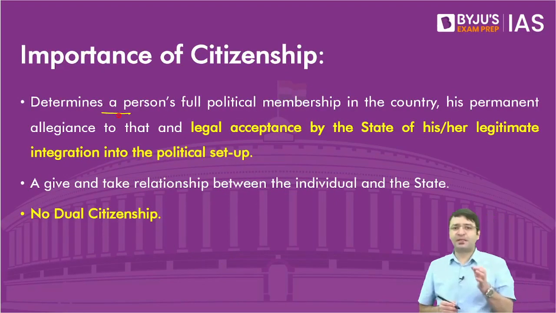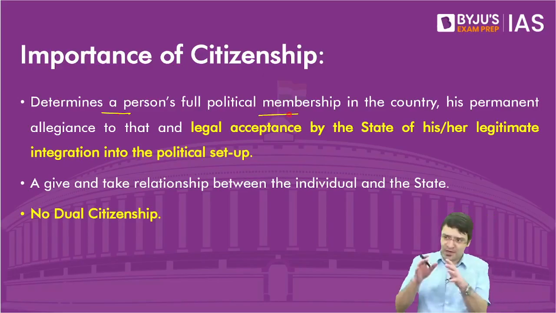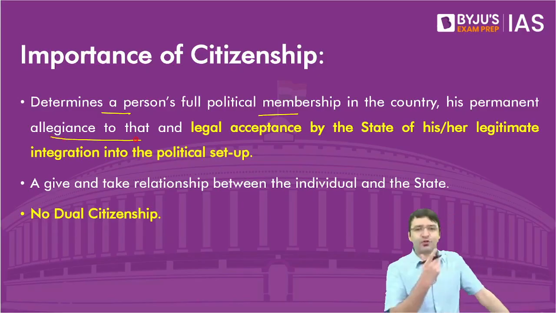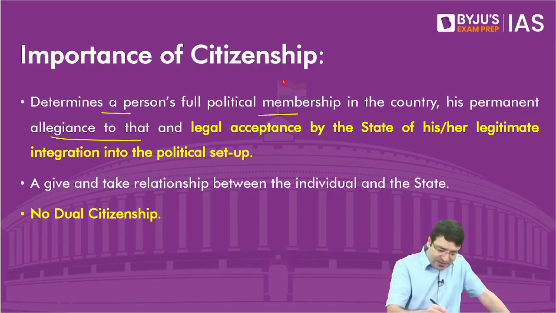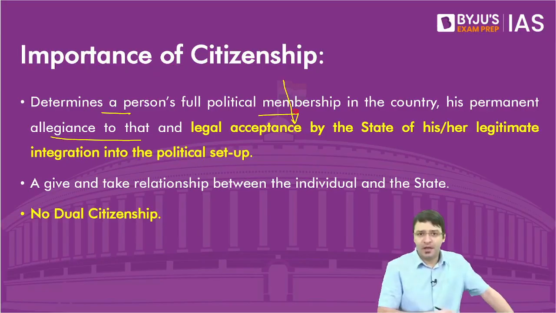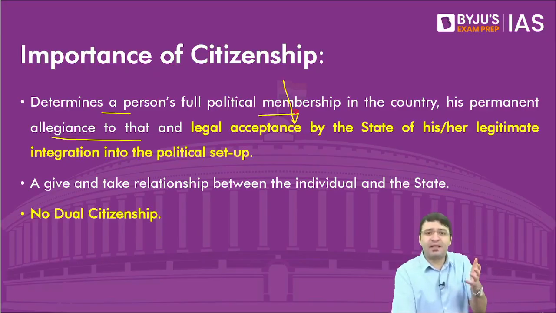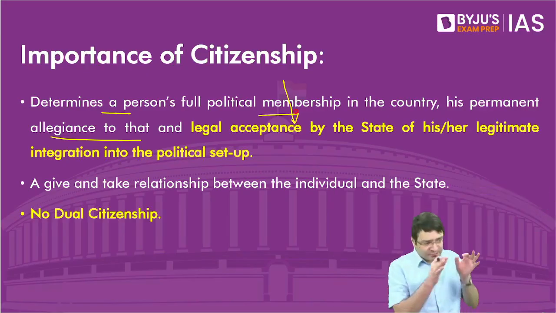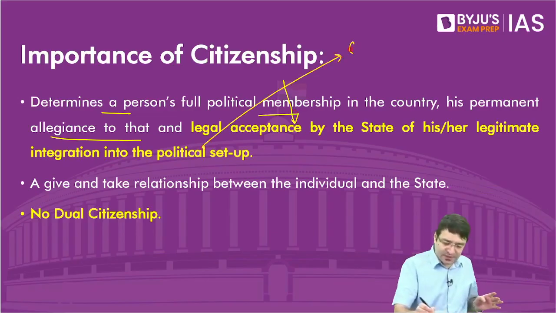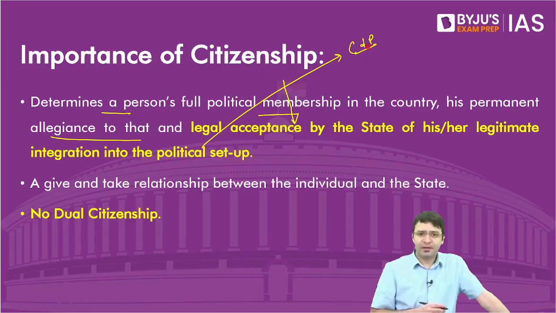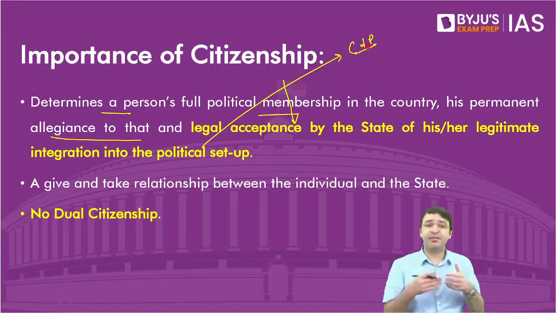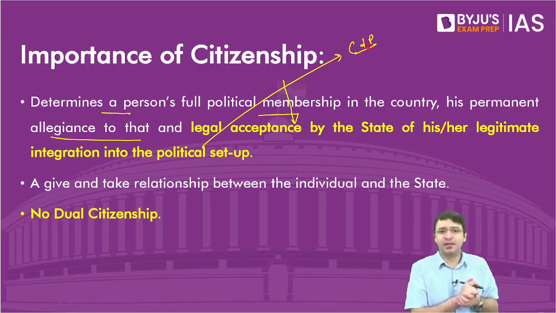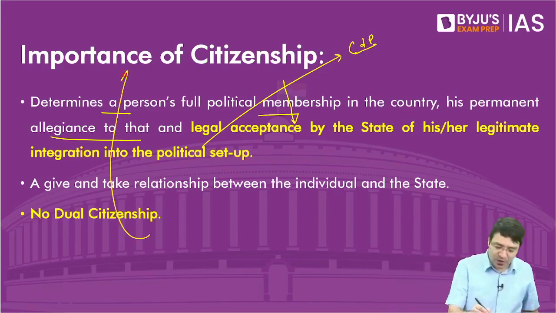What is the importance of citizenship? It determines a person's full political membership in the country. So you are a citizen of India, you have political rights in India. Your permanent allegiance is to that country. I owe my allegiance to India. India is my motherland. And at the same time, India should also legally accept me as a citizen. Because there can be hundreds of thousands of people who may claim that they are citizens of India, but the Indian state has to legally accept their claim. And once the state has accepted that you are a citizen of India, all the civil and political rights are available to you. It is some sort of a symbiotic relationship, give and take, where the state confers rights on the citizens and citizens in return have duties towards the state. It is this beautiful symbiotic relationship that we call citizenship.